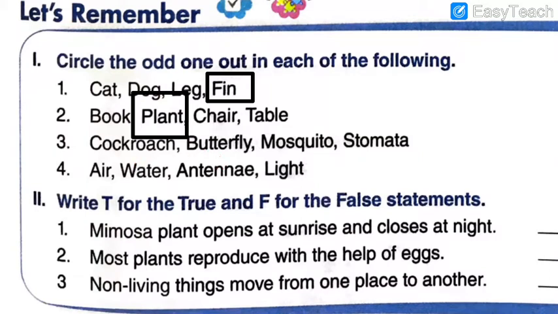Third list is of cockroach, butterfly, mosquito, stomata. So here stomata is the odd one, because cockroach, butterfly and mosquito are all three insects, all three animals, they have antenna and they have air holes to breathe in. So stomata does not match here.